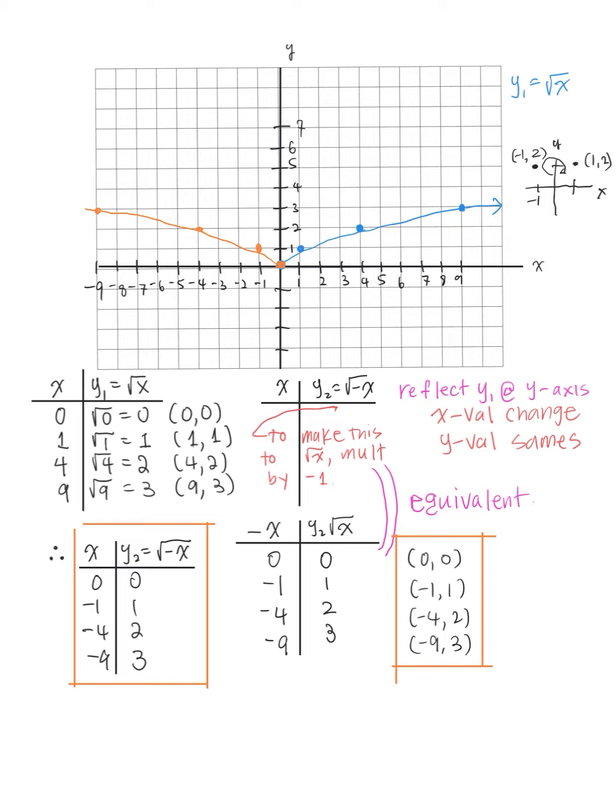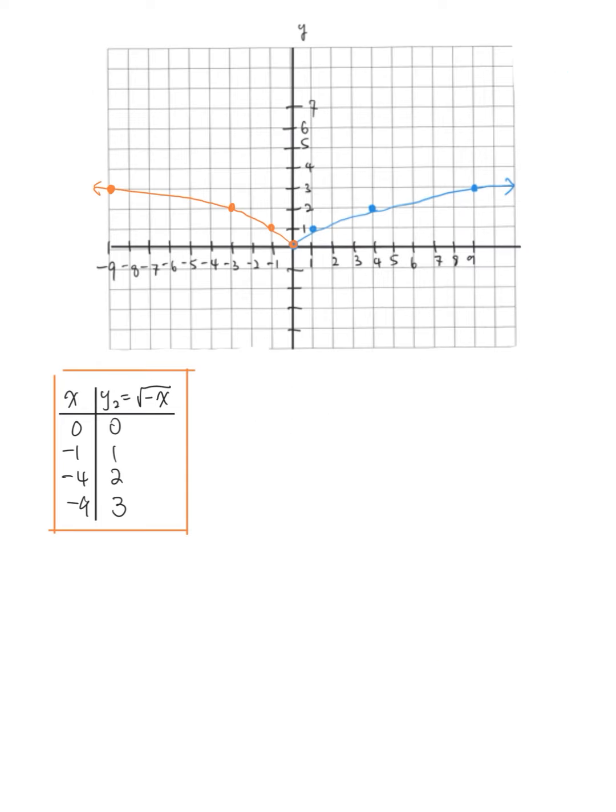All right, this is the best I can do, but you got the idea. So this is the graph of y sub 2, which is the square root of negative x. Okay, so what I did was I just copy and pasted the graph, and this is the chart that we just officially wrote for y sub 2. Now let's go with y sub 3.